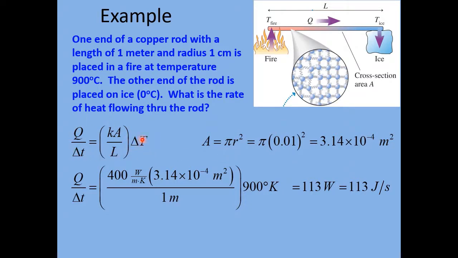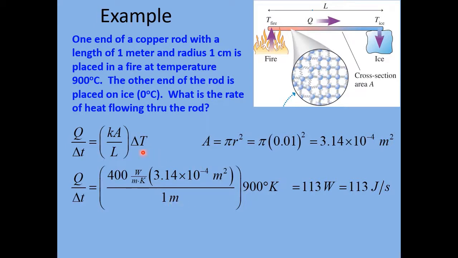Here's the equation from the last slide. We have to figure out the cross-sectional area. So the area of a copper rod here is pi r squared, and remember the radius was given as 1 centimeter or 0.01 meters. So this is the number for the radius that we're going to plug in. The thermal conductivity of copper from our table on the last slide is 400. So I'll put that in there, and it's 400 watts per meter per Kelvin. We multiply that by the cross-sectional area in square meters, and we divide by the length in meters.